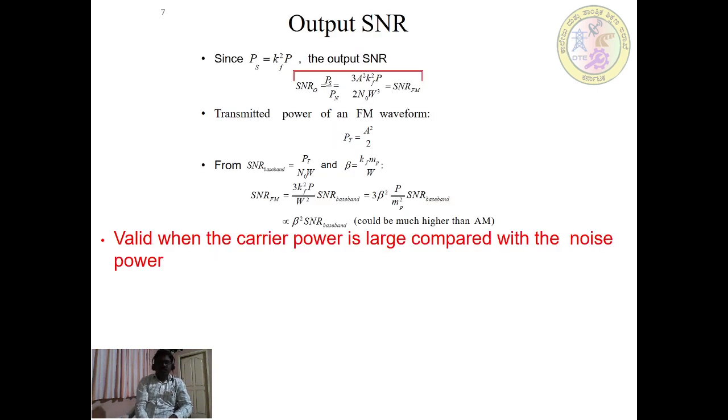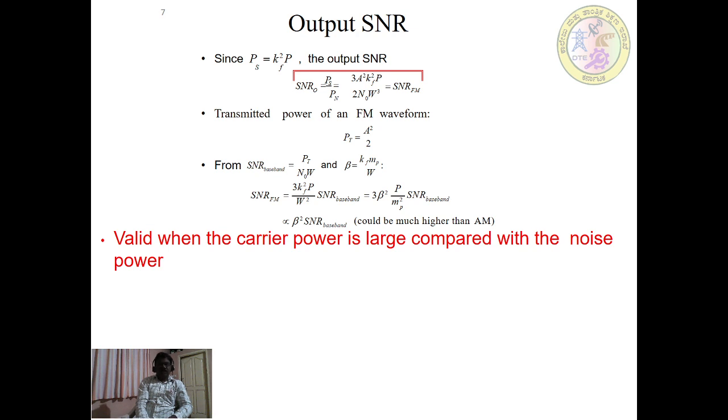And the output signal to noise ratio, since Ps is equal to Kf squared P, SNR output is given by output signal power by output noise power, that is given by 3 a squared Kf squared P by 2 N naught omega cubed. That is the signal to noise ratio of FM.